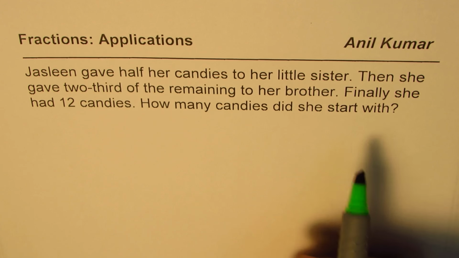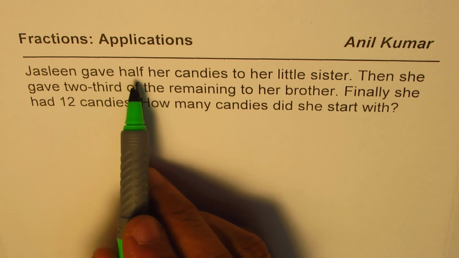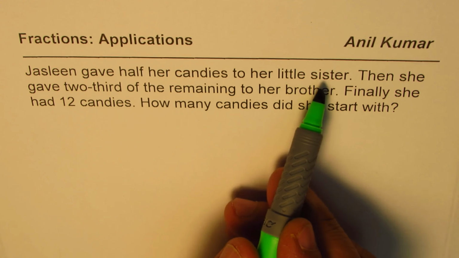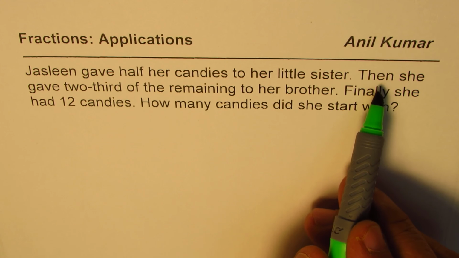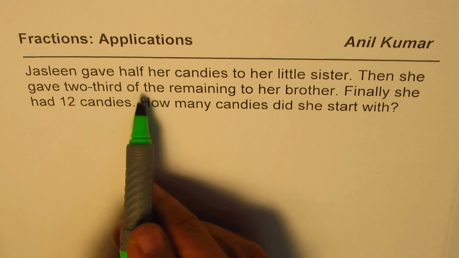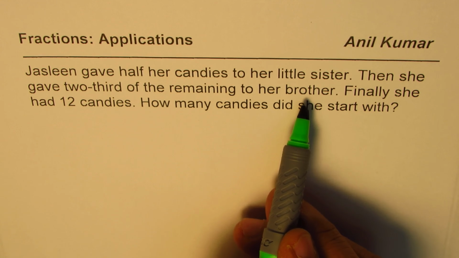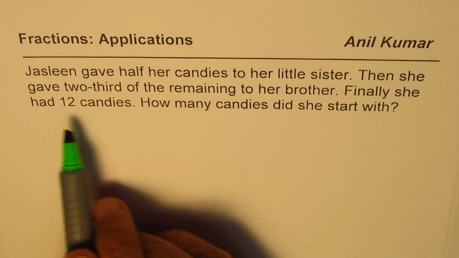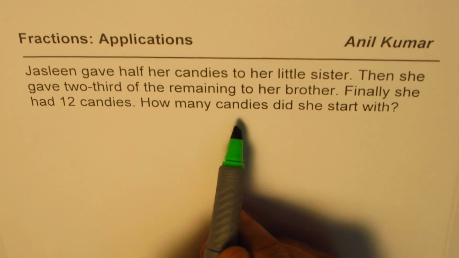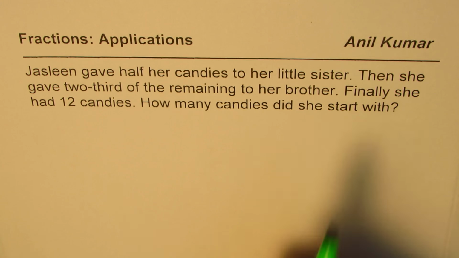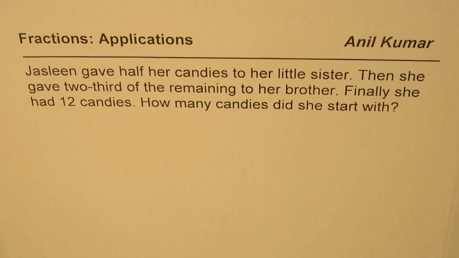So the question here is, Jesslyn gave half her candies to her little sister. Then she gave 2/3 of the remaining to her brother. Finally, she had 12 candies. How many candies did she start with? Well, that's interesting. You can pause the video, answer the question, and then look into my suggestions.